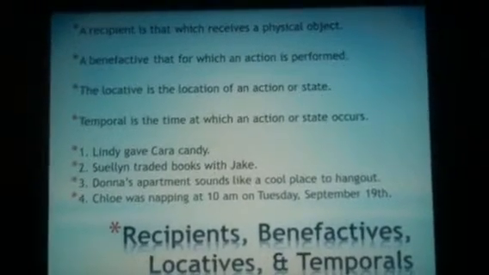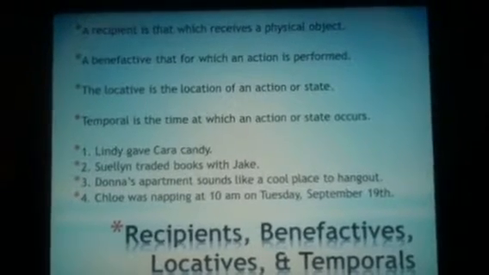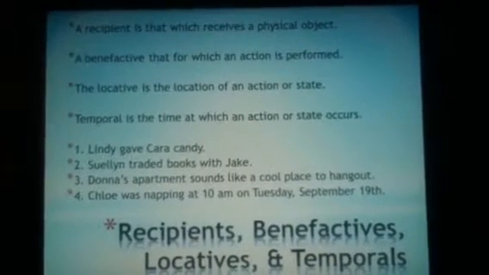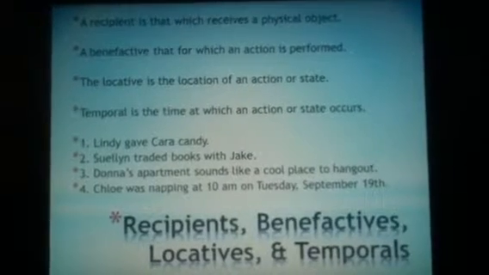A recipient is that which receives a physical object. Lindy gave Kara candy, so Kara is the recipient. A benefactive is that for which an action is performed. Sue Ellen traded books with Jake.